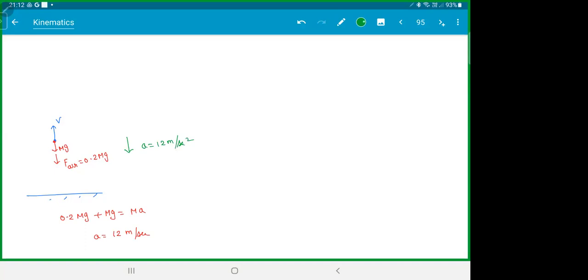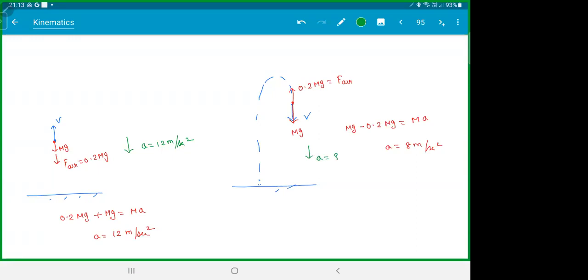Agreed? The same particle, after going up and while coming down, if you apply the forces, you have mg downward. Now remember, air resistance is opposite to the velocity, 0.2 mg. So this would be mg minus 0.2 mg is equal to m into acceleration. a is equal to 8 meter per second square. That means while coming down, the particle will think the acceleration is 8 meter per second square. The gravity becomes like 8. I hope this is the first part that you need to figure out.